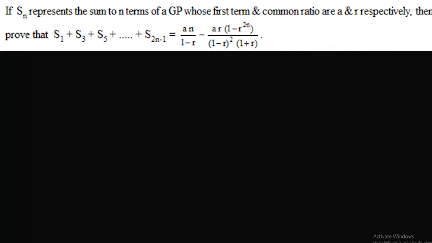Now here it says, let Sn be the sum of n terms of a GP whose first term and common ratio are a and r. Then prove that S1 plus S3 plus S5 up to S(2n minus 1) is an upon (1 minus r) minus ar(1 minus r to the power 2n) upon (1 minus r square) into (1 plus r). Now we know that Sn is a into (1 minus r to the power n) upon (1 minus r).